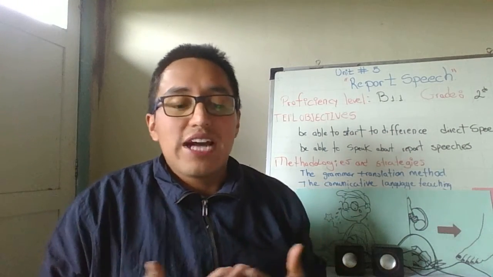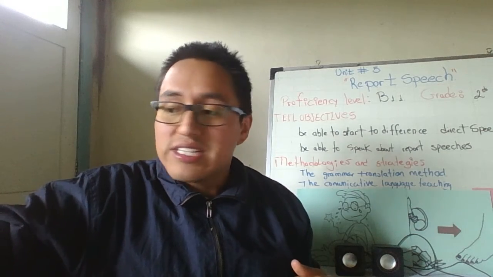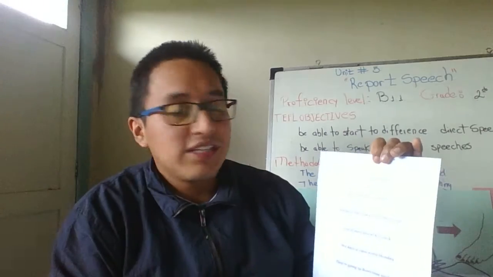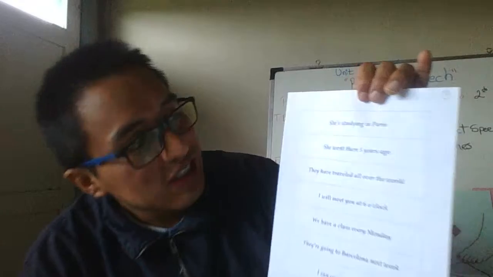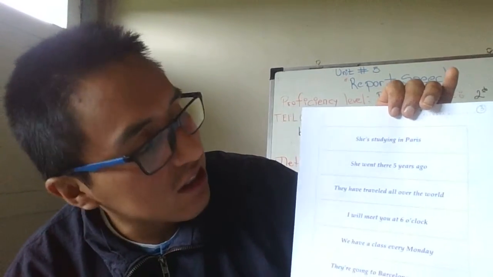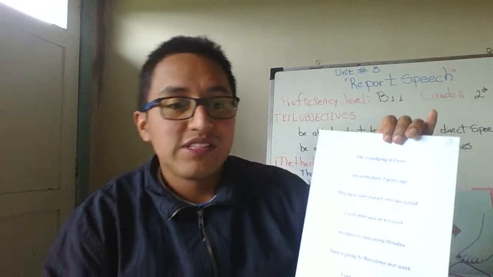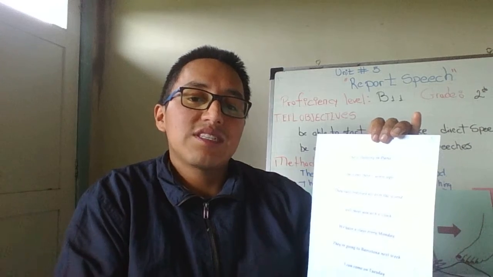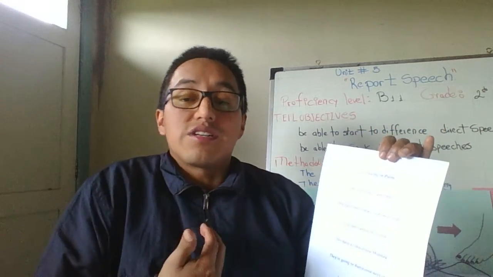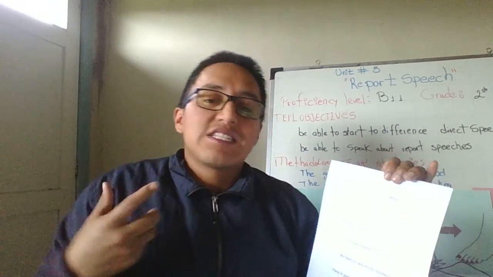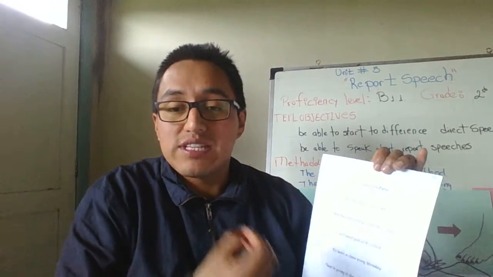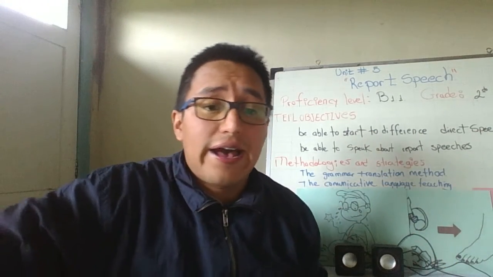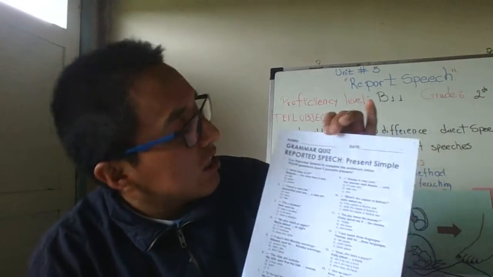In the independent practice, I'm gonna perform another activity. Students are gonna work individually reporting the sentences. As you can see, she's studying in Paris. She went there 5 years ago. So students report the sentences. When they finish these activities, they are gonna deliver this paper and share with the class what they could do in these exercises. And for assessment, I'm gonna perform a grammar quiz.